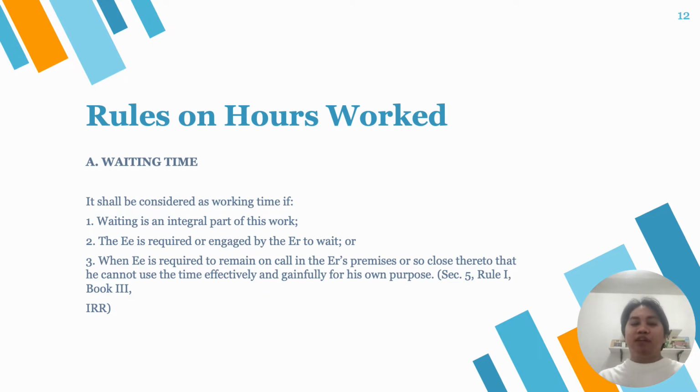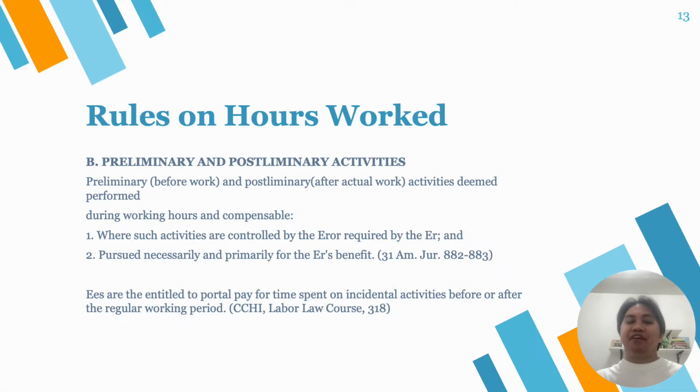All right. Now let's proceed to preliminary and post-preliminary activities. Preliminary activities refers to those activities before work, and post-preliminary activities are those after actual work that are deemed performed during work hours and they are compensable, where the activities are actually controlled by the employer, required by the employer, and pursued necessarily and primarily for the employer's benefit.